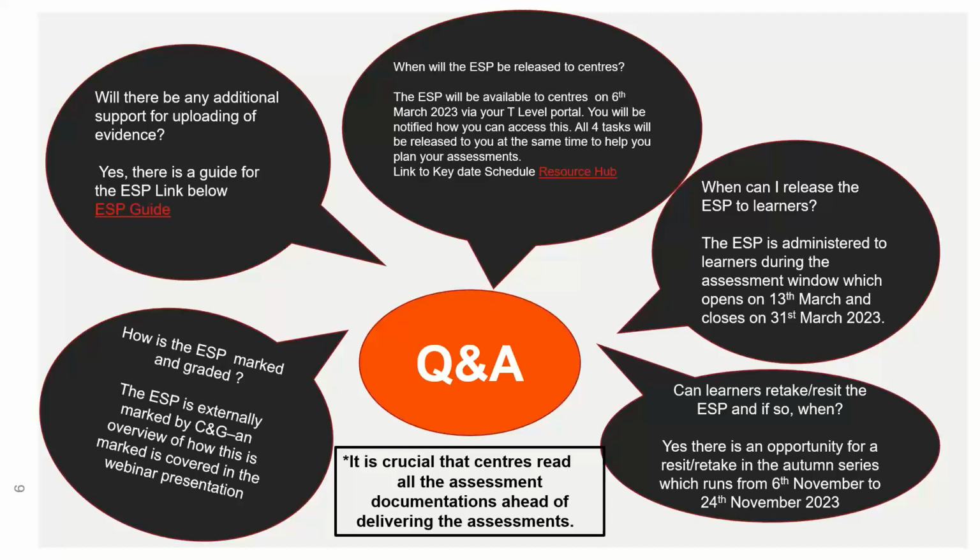Can learners retake or resit the ESP, and if so, when? Yes, there are 3 opportunities. There is an opportunity for a resit or a retake in the autumn series, which runs from the 6th of November to the 24th of November 2023. And also learners do get a 3rd attempt, which will be the following summer series, which will be 2024.